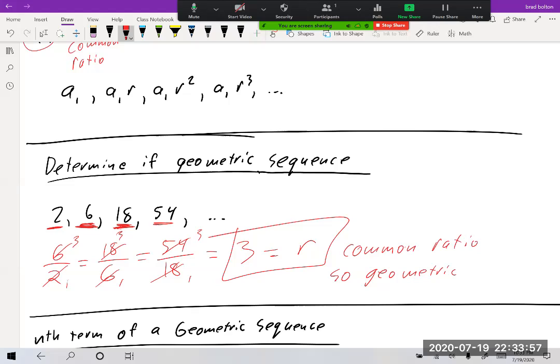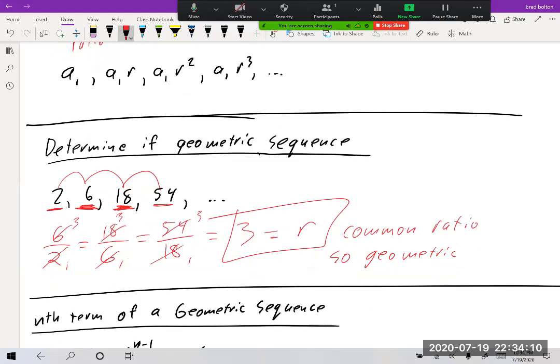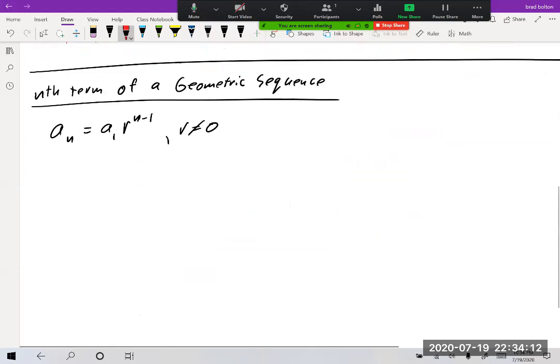You can see it: how do you go from 2 to 6? You multiply by 3. How do you go from 6 to 18? You multiply by 3. How do you go from 18 to 54? You multiply by 3. That's what it means to have that common ratio. So it's very nice and easy to work with. We really like geometric sequences in mathematics.